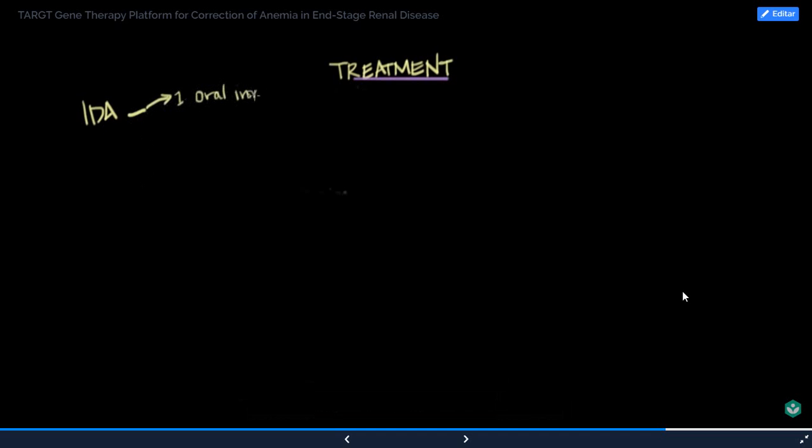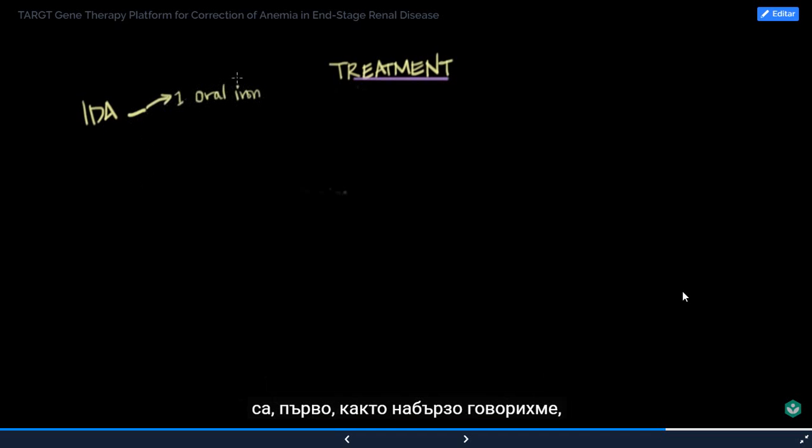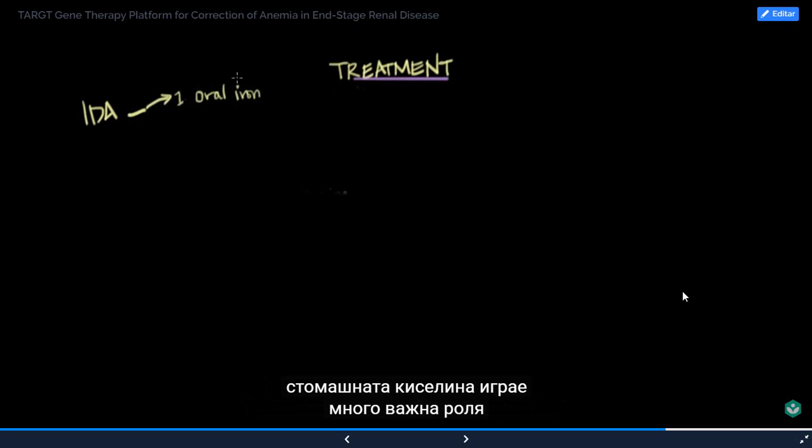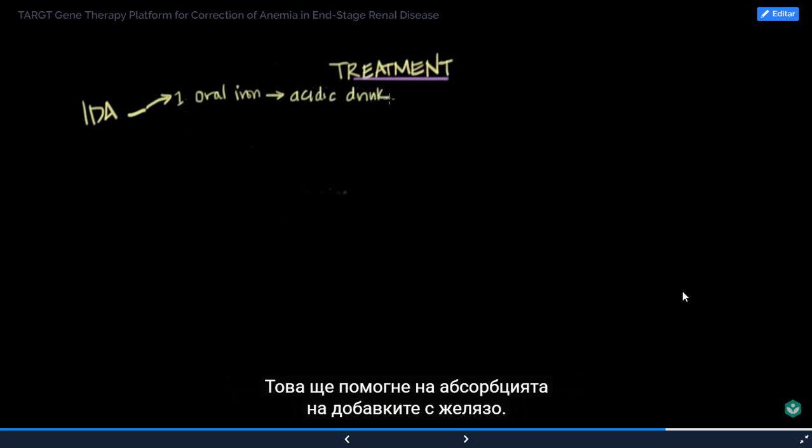iron supplements. A few things to keep in mind about oral iron supplements: firstly, as we briefly talked about before, stomach acid plays a really important role in converting dietary iron into a form that's more readily absorbed by the duodenum. So a patient could help the absorption of this oral iron by taking it alongside some acidic drink, for example, orange juice. That would help the absorption of the iron supplement.